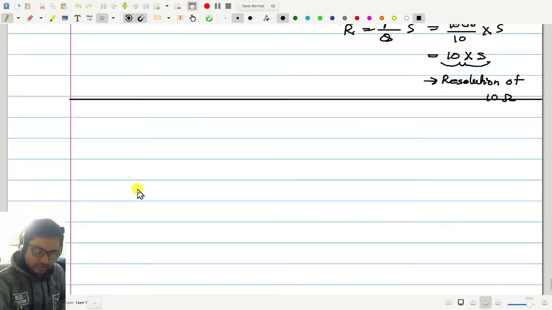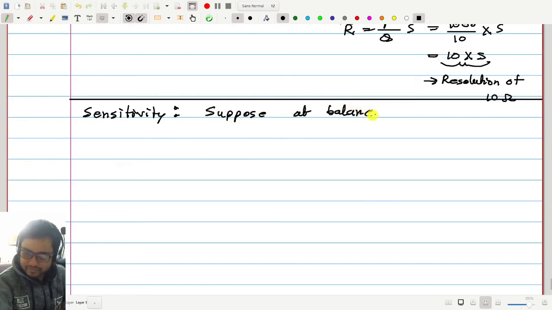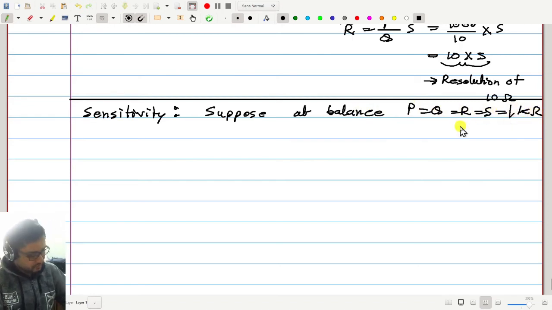Now let us take an example and understand it in more detail. Sensitivity of Wheatstone bridge. Suppose, let me take a simple example. Suppose at balance P, Q, R, S, everything equal to 1 kilo ohm for simplicity.